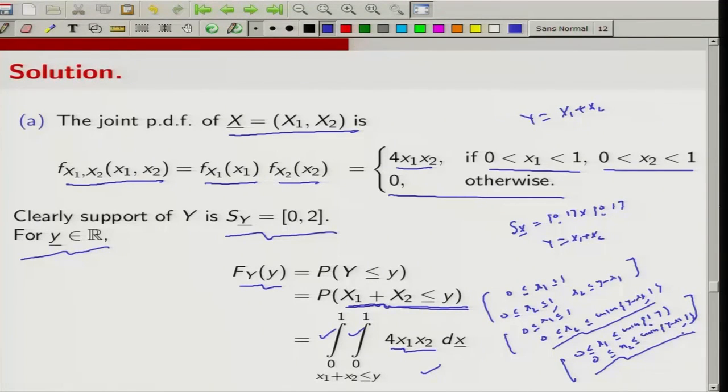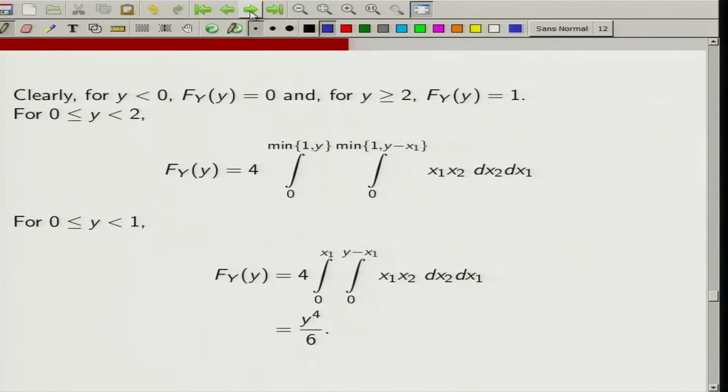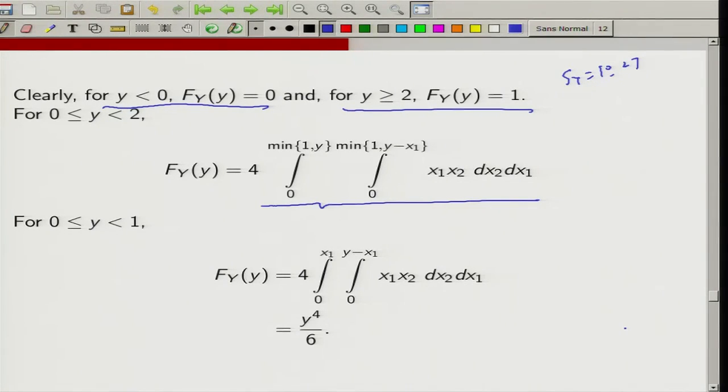So, that is what I do. I fix x1 as a free variable, and it can go from 0 to the minimum of 1 and y. So, this is what you get. Now, note that my support of Y was 0 to 2. So, clearly for y less than 0, F_Y(y) is 0, and for y greater than or equal to 2, F_Y(y) is 1. For y between 0 and 2, we have seen that F_Y(y) turns out to be this. So, now I have to break it into various cases depending on whether my fixed y is less than 1 or bigger than 1.